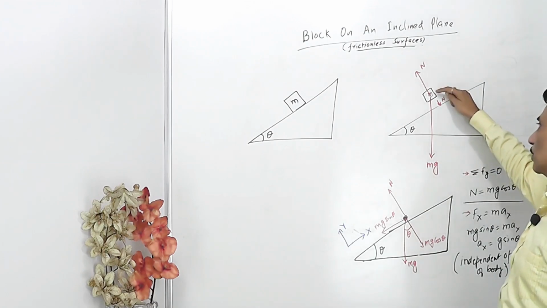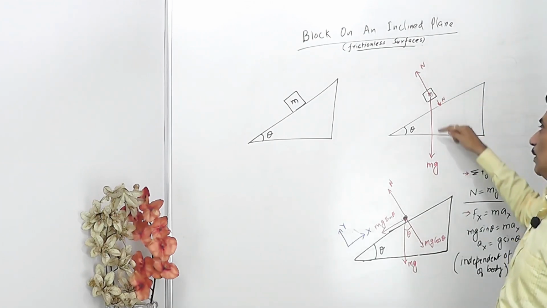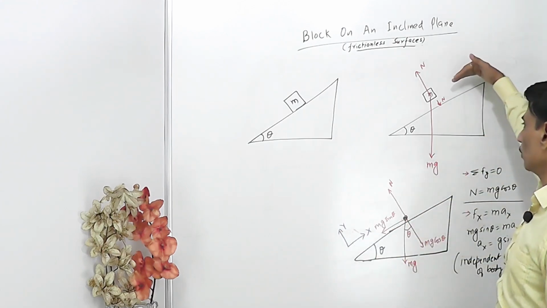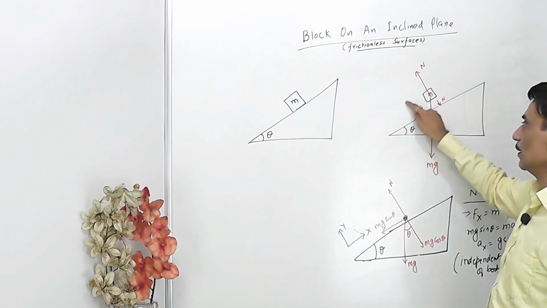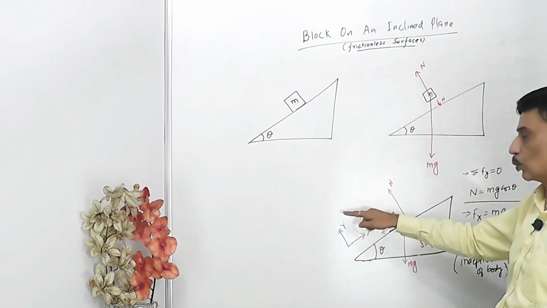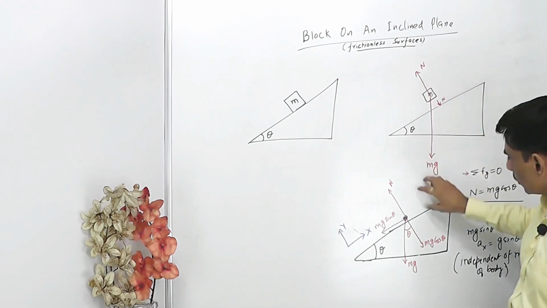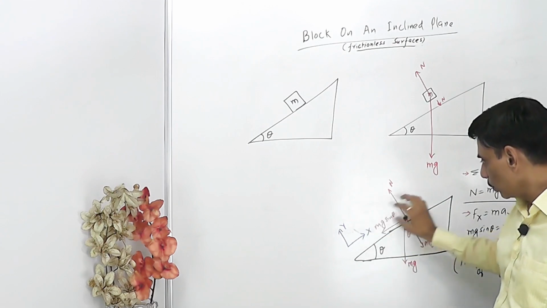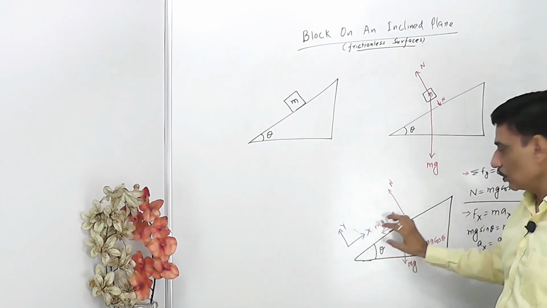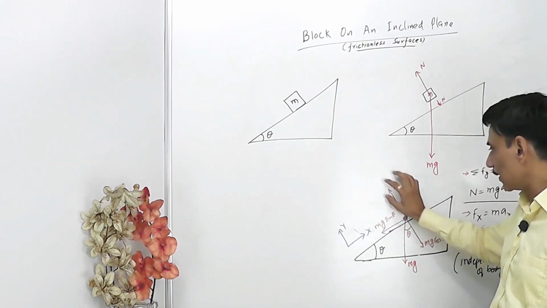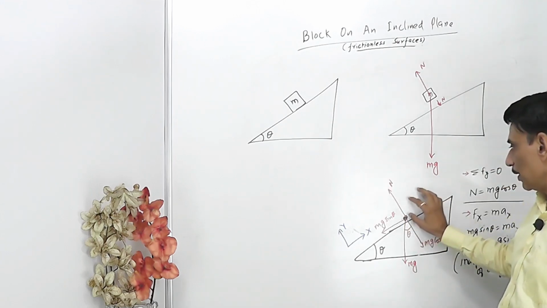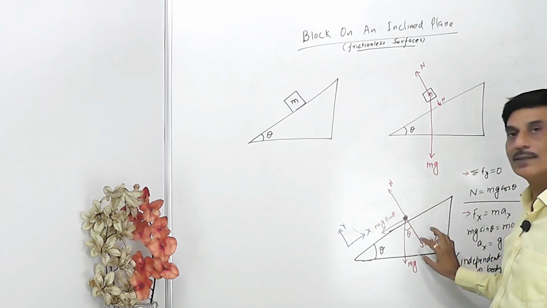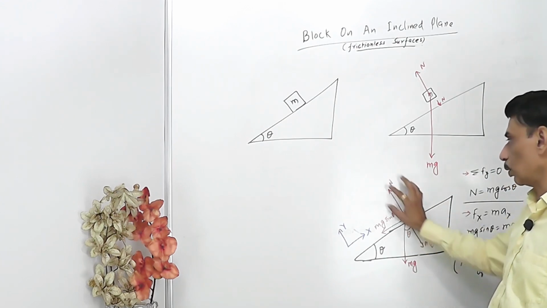So onto the block there are two forces, one is N acting this way, the other is mg acting this way. We have taken this as the x-axis and this as the y-axis, because the motion is going this way. When the block moves, it will be sliding like this, so it will not be jumping along the y-axis. There is no net acceleration along the y-axis. When there is no acceleration along the y-axis, it means the net force along the y-axis is equal to 0.